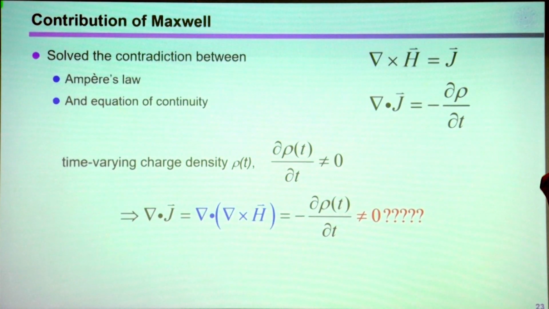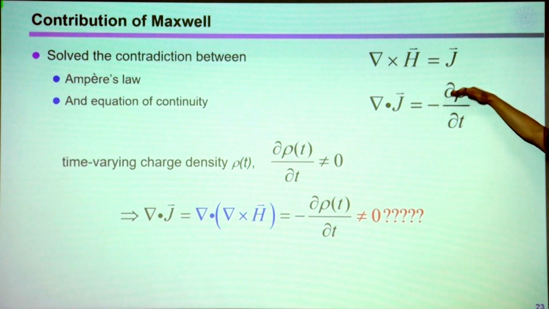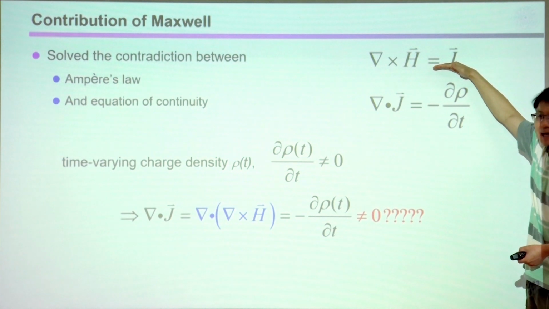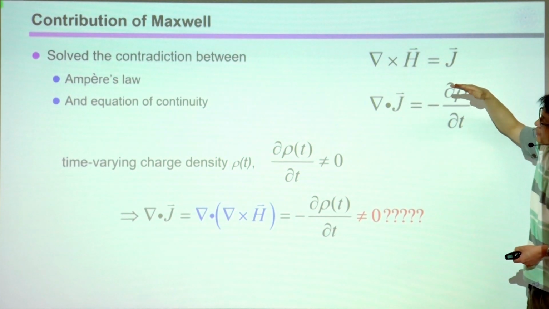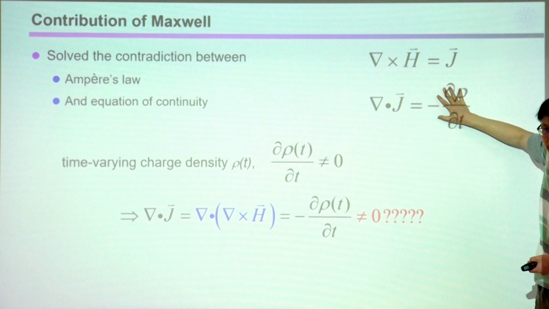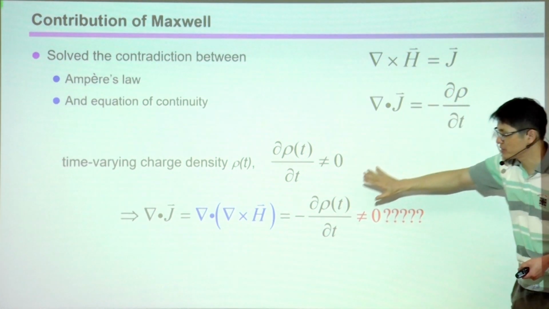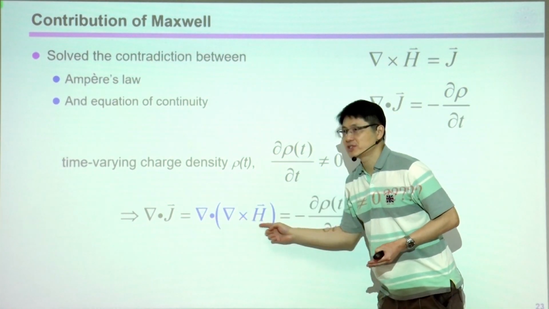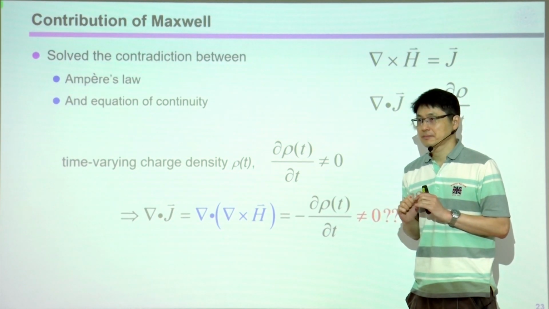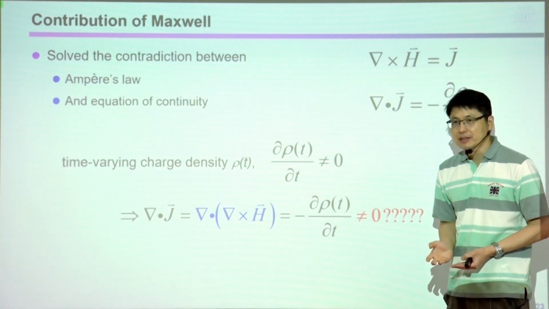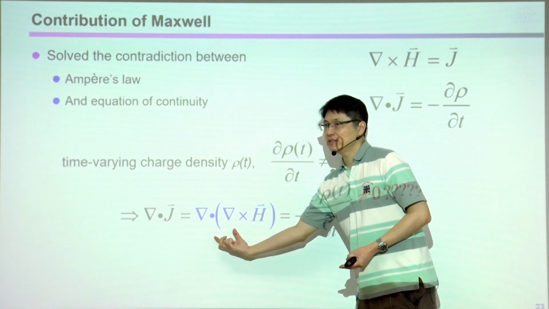But now Maxwell found there is an apparent contradiction between these two equations. Ampere's circuital law was valid for statics. The equation of continuity in statics was fine, right? Because this term is 0. So under the statics consideration, this is not violated. But now that we're saying rho of t is permitted, then this vector identity is violated.